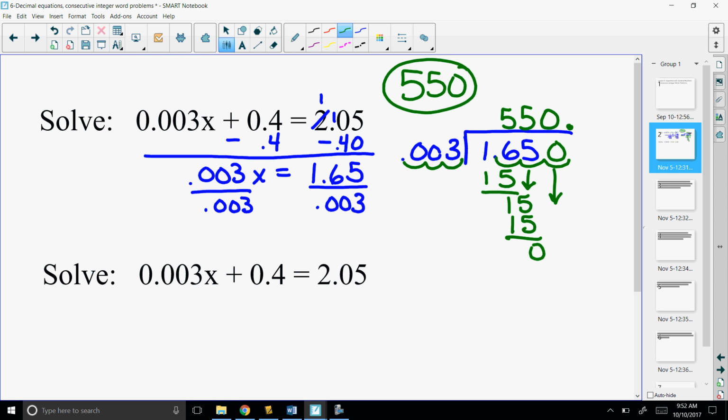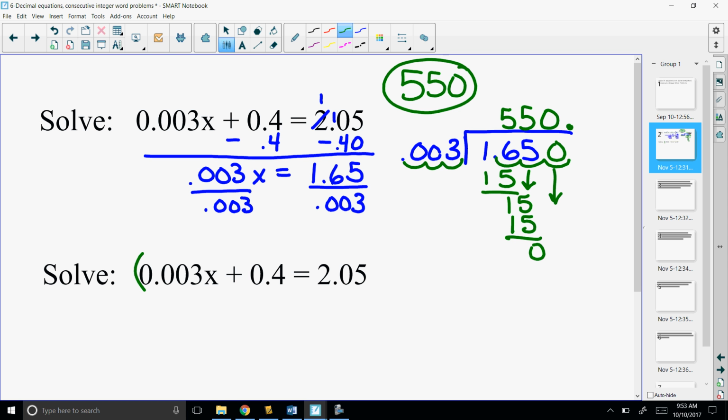But we know one truth, or one legal move, in algebra is that if you do something to one side of the equation, you have to do the same thing to the other side of the equation. Can I multiply both sides of the equation by 1,000? It doesn't change the value of your equation, right? Doesn't change the solution to your equation. So here's another way to work through it.